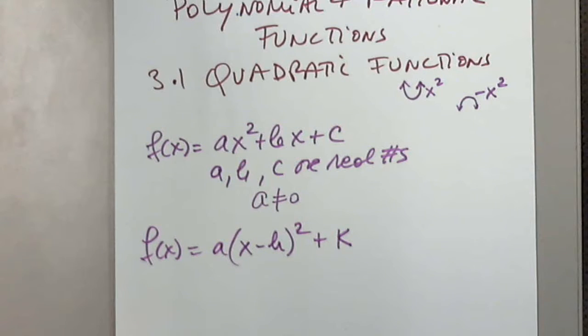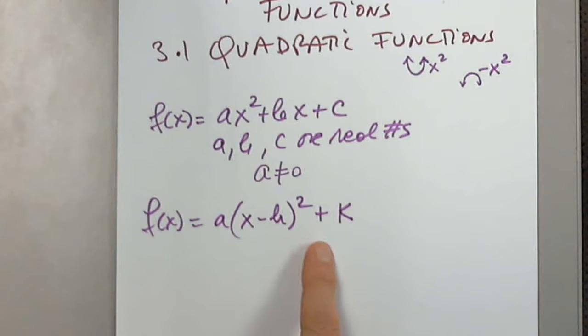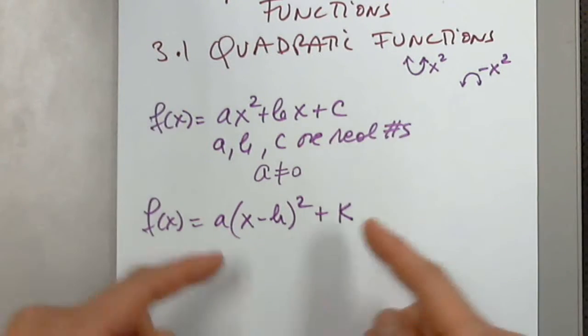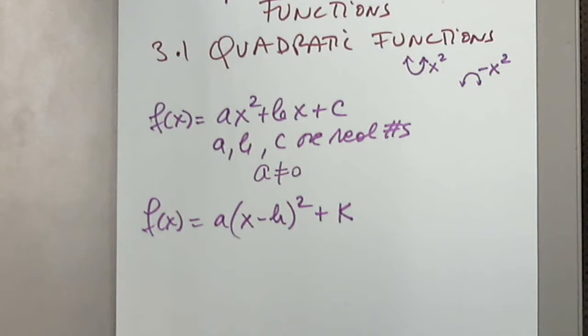Completing the square. Exactly. So if you're given any quadratic function, you complete the square, it will look like this. Can I get from here, here? Of course, I will square, distribute A, and I will get that. So they really mean the same thing.